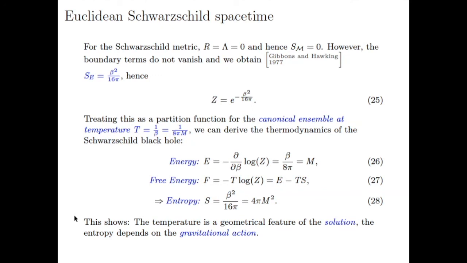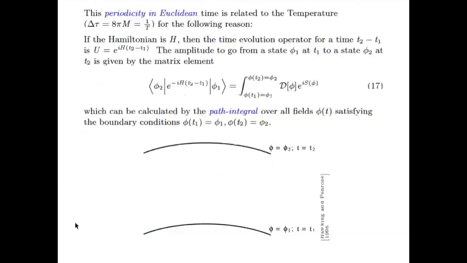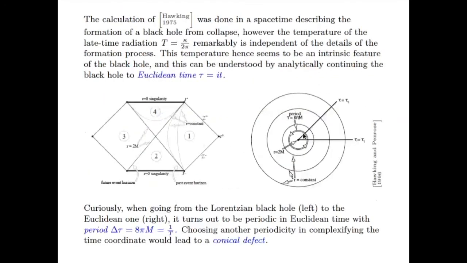And this shows an important thing that you should also remember as your rule of thumb. The temperature of a black hole solution is a geometrical feature of the solution. If I give you a metric of a black hole, then by continuing it into the Euclidean time and making sure there's no conical defect, you can read off the temperature from the metric, from the line element. I don't have to tell you whether that metric is a solution to the equations of motion of Einstein's gravity or maybe a modified gravity theory.